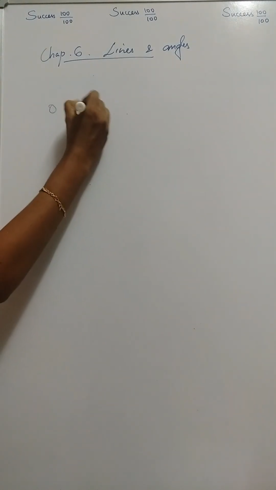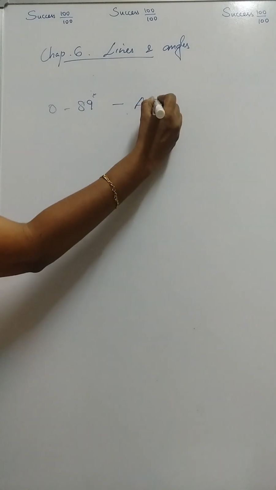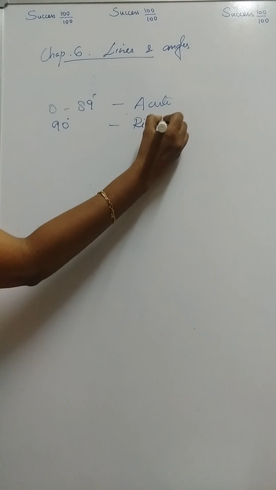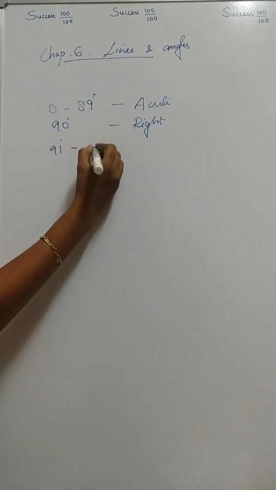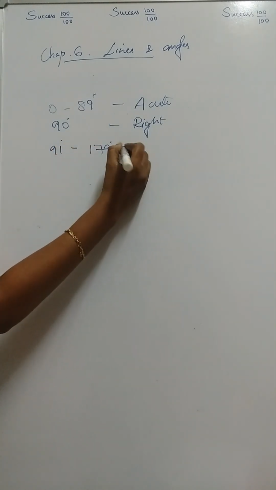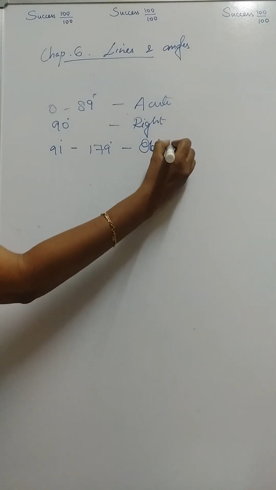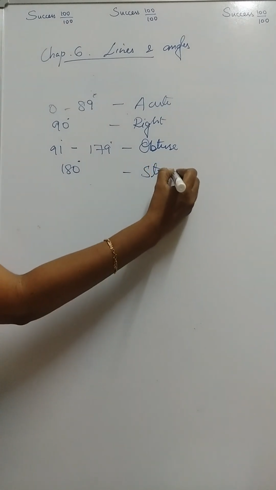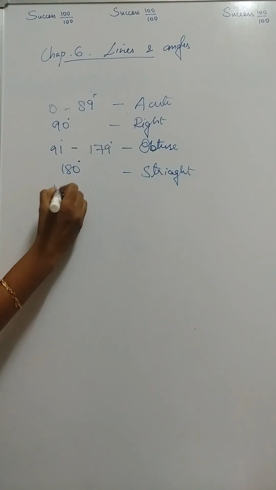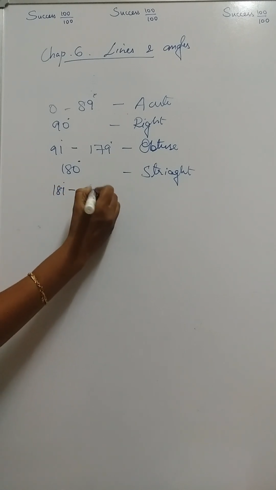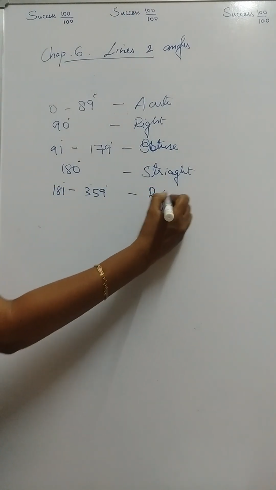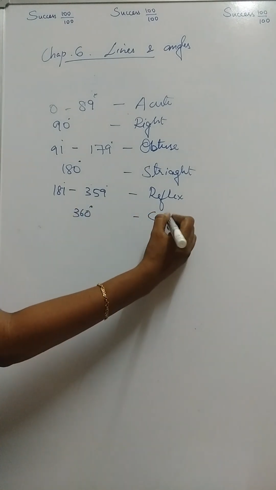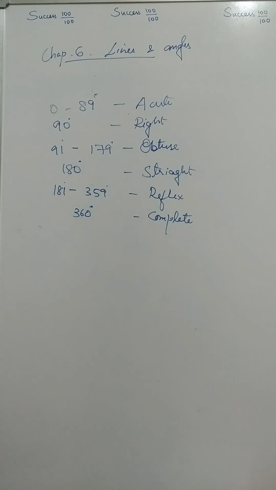Now 0 to 89 degrees is called an acute angle. 90 degrees is called a right angle. 91 to 179 degrees is called an obtuse angle. 180 degrees is called a straight angle. 181 degrees to 359 degrees is called a reflex angle. And finally 360 degrees is called a complete angle.